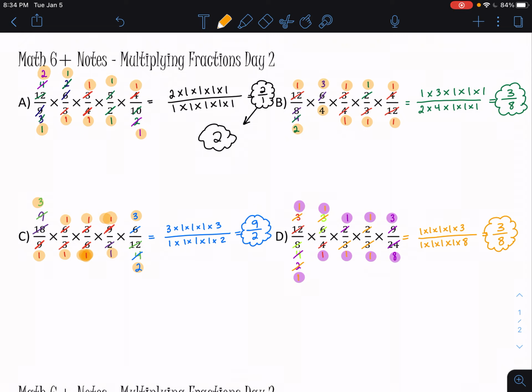Your homework is just a few of these problems where we have multiple fractions that we're dealing with, and then there's a few challenge questions that have some mixed numbers and some whole numbers thrown in. So good luck.